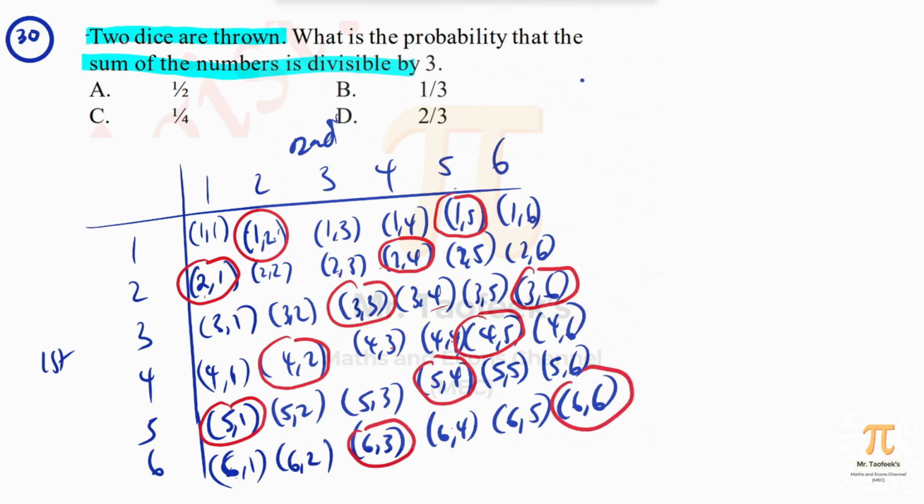So let's quickly count how many are those: 1, 2, 3, 4, 5, 6, 7, 8, 9, 10, 11, 12. So that's 12, divided by the total outcome. The total outcome, 6 by 6, that's 36. Total outcome is 36. That's 1 over 3. If you count, that's going to be the answer, option B. Okay, I hope that helps.